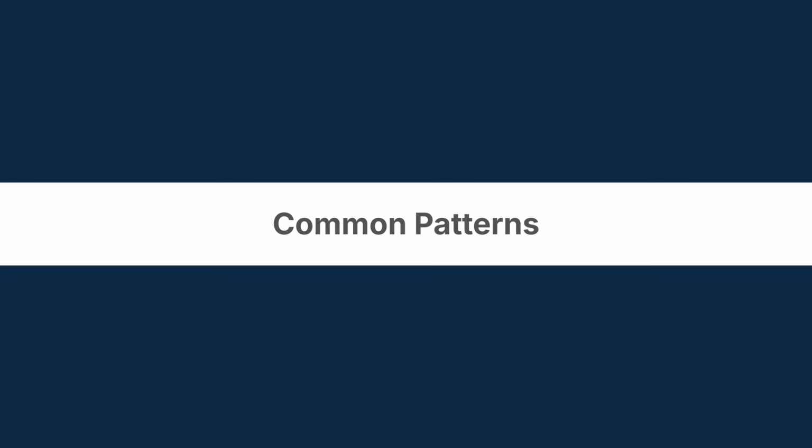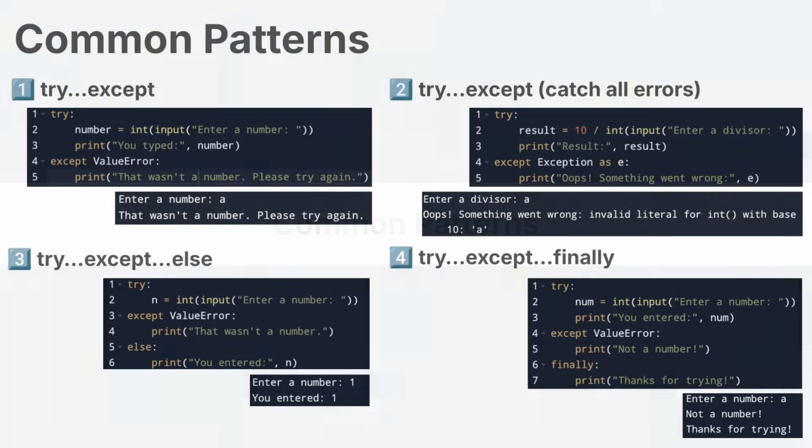Common patterns. Now let's take a closer look at the common patterns of try except in Python. The first one is the basic try except. This is the most common pattern. You put the code that might fail inside try, and if an error happens, the except block runs instead. It's perfect for handling one specific kind of error.